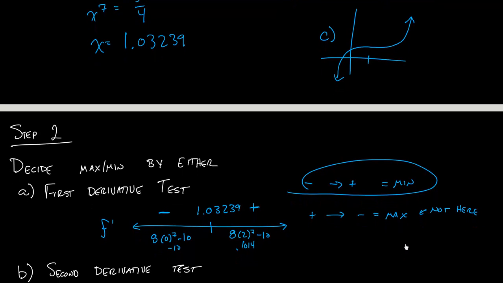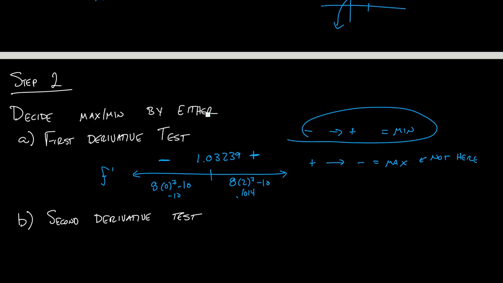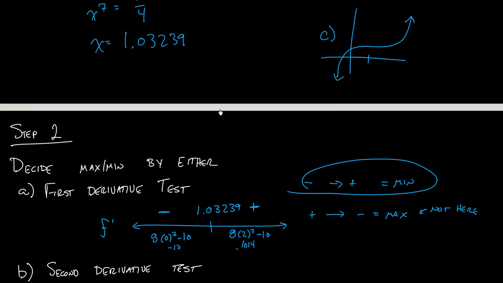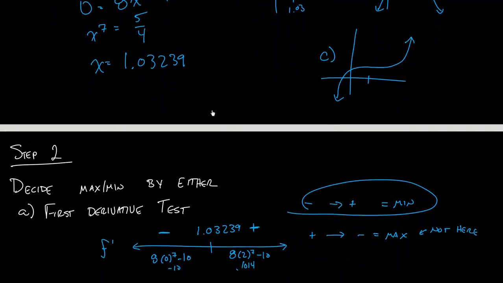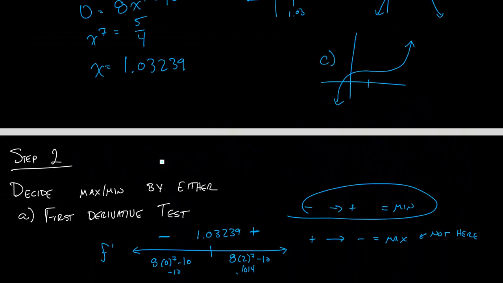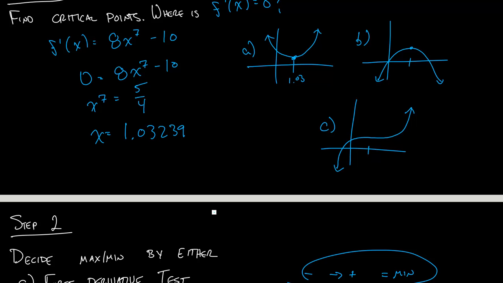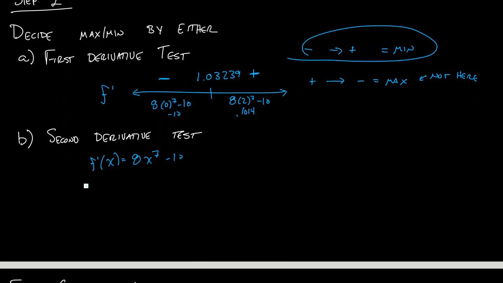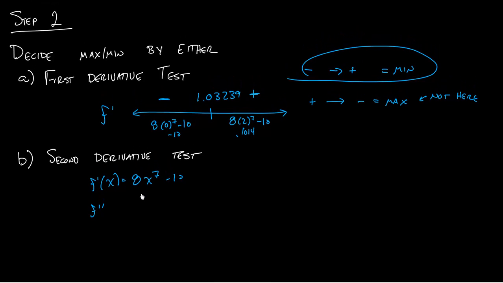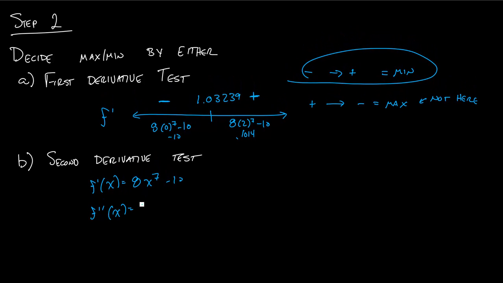All right. We've already determined that this is a min, but alternatively, another way you can determine if this is a minimum is the second derivative test. So what's the second derivative test? I'm going to want to take my second derivative. f prime of x is equal to 8x to the 7th minus 10, so f double prime of x will be equal to 56x to the 6th.